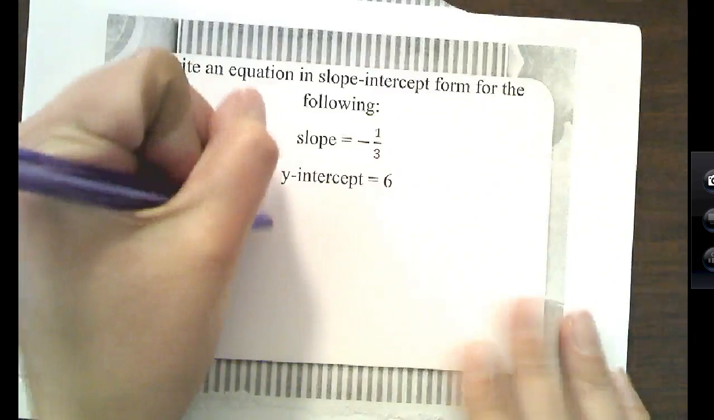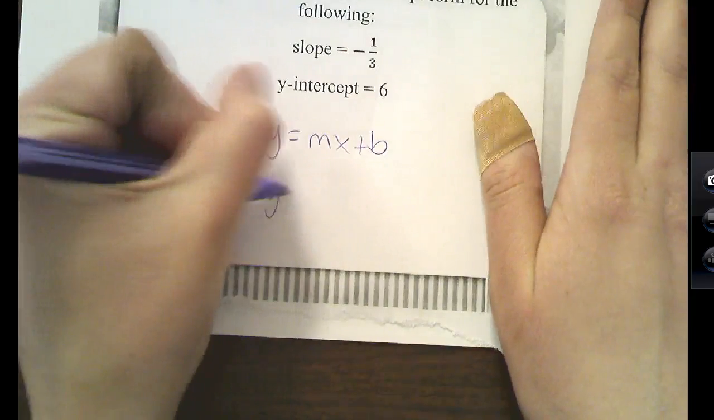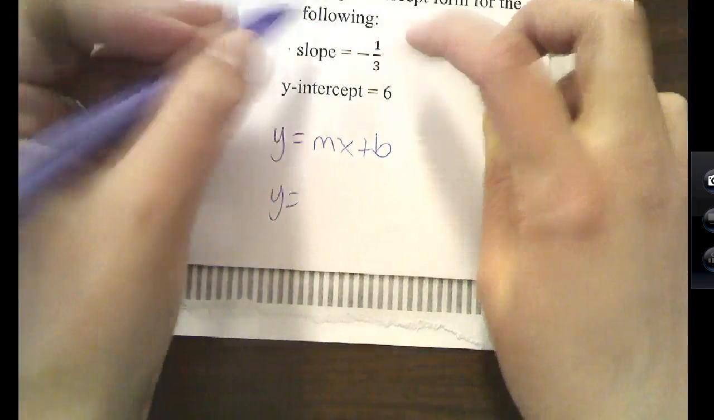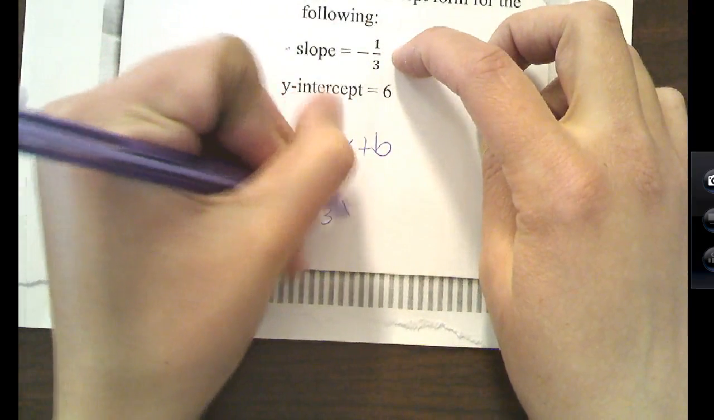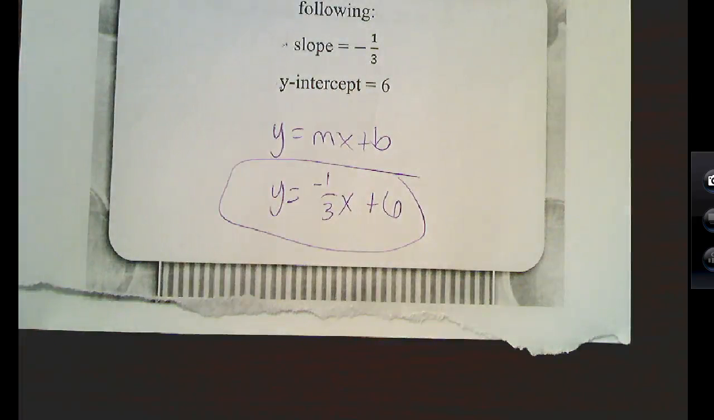Slope-intercept form is y equals mx plus b. So I have y equals, slope is your m. A few of you messed that up. Slope is m. So it's negative 1/3 x. Plus b is your y-intercept plus 6. So this is your equation in slope-intercept form.